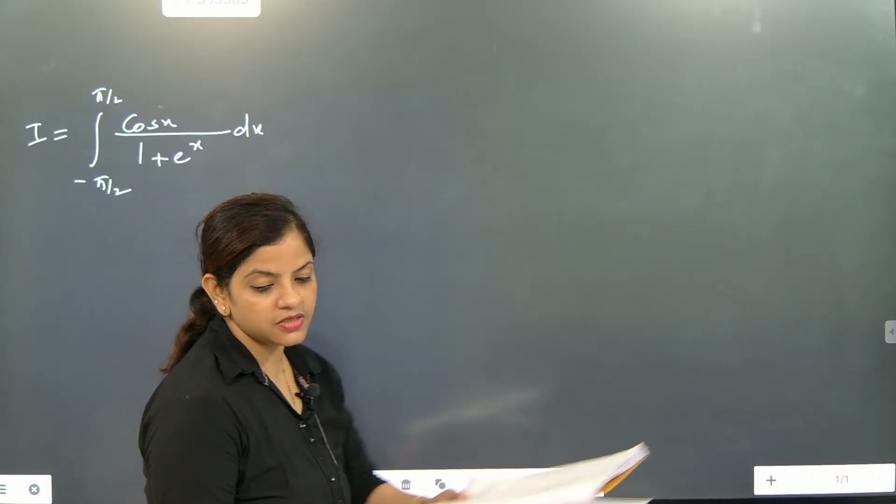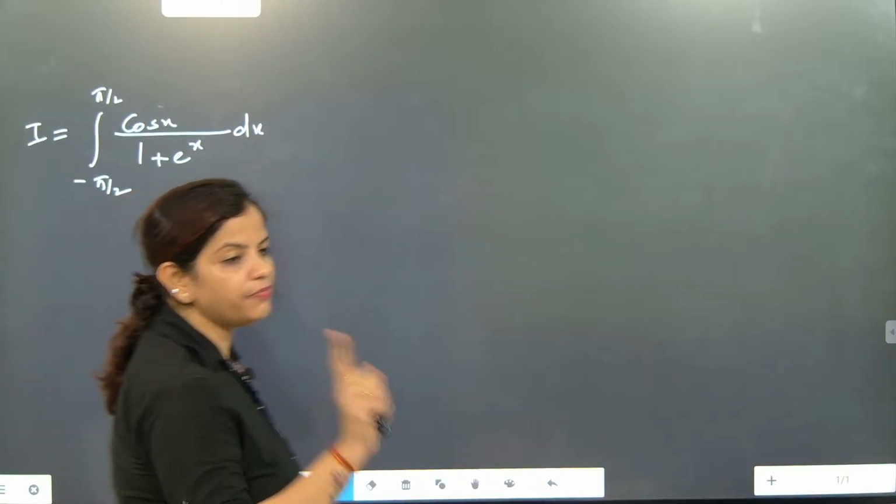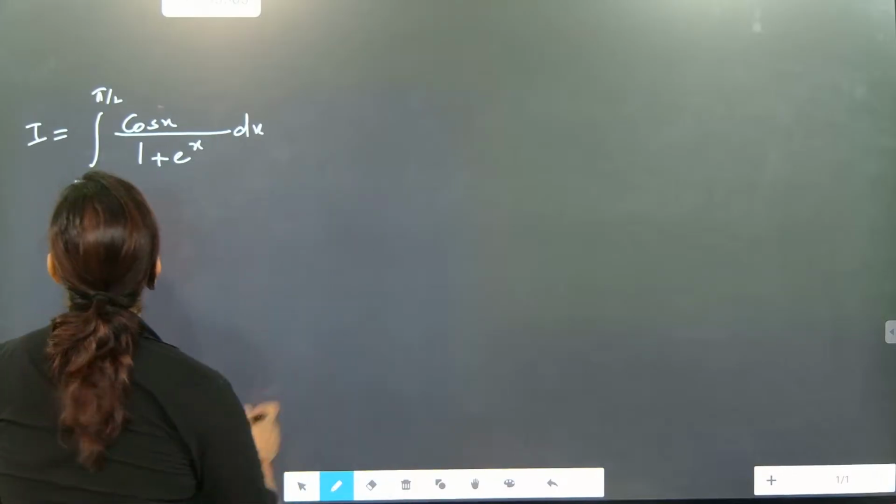Cos of minus x is equal to cos x. It will be solved. Now look here. Correct only. That only one part where cos of minus x you need to write cos x. Other than that, everything is absolutely correct. Now look here.